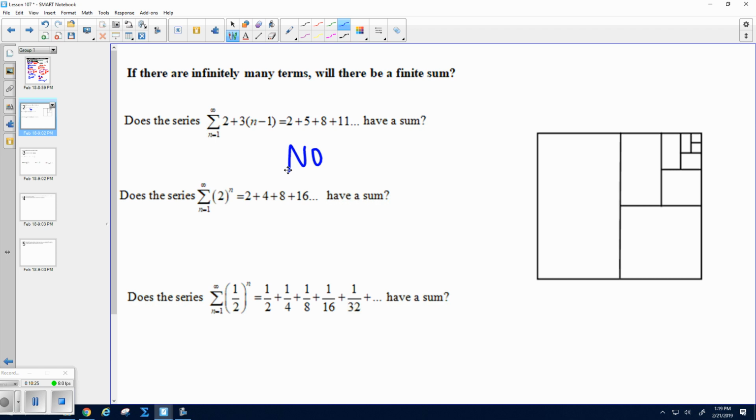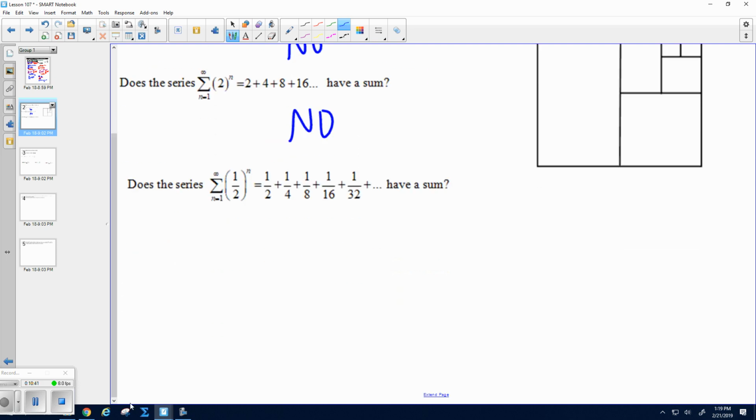Okay, this next one is geometric. This one was arithmetic. This one's geometric. I still am adding 2, 4, 8, 16, 32, 64. Same thing. Does this one have a sum? No, it's getting bigger and bigger. There's no way. Okay? So here's one that is actually interesting.